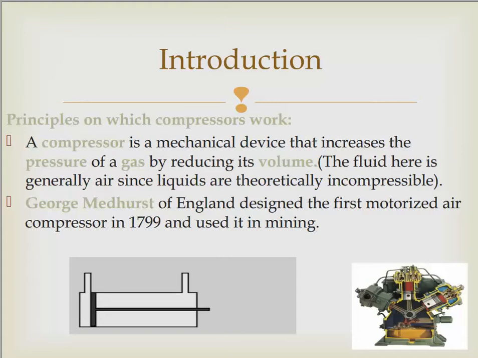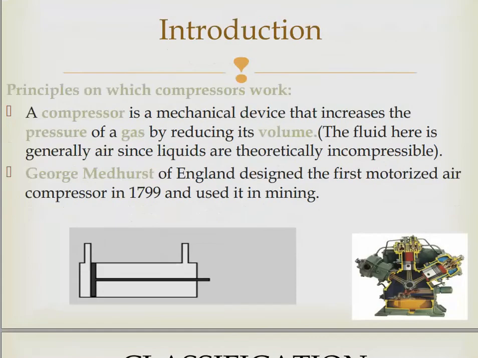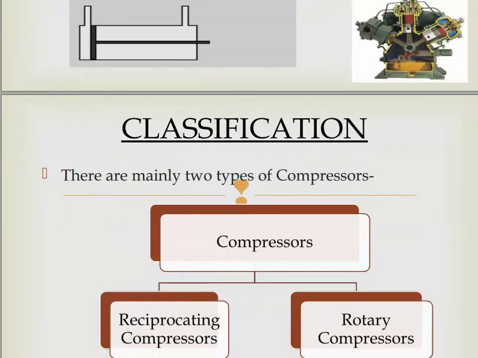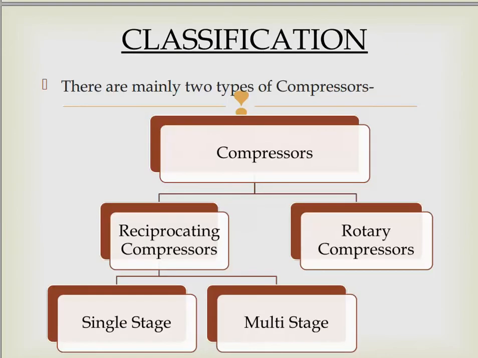George of England designed the first motorized air compressor in 1799 and used it in mining. Now, the classification of the compressor: there are two types of compressor, that is the reciprocating compressor and the rotary compressor. And below the reciprocating compressor, we have the single stage and the multi stage.